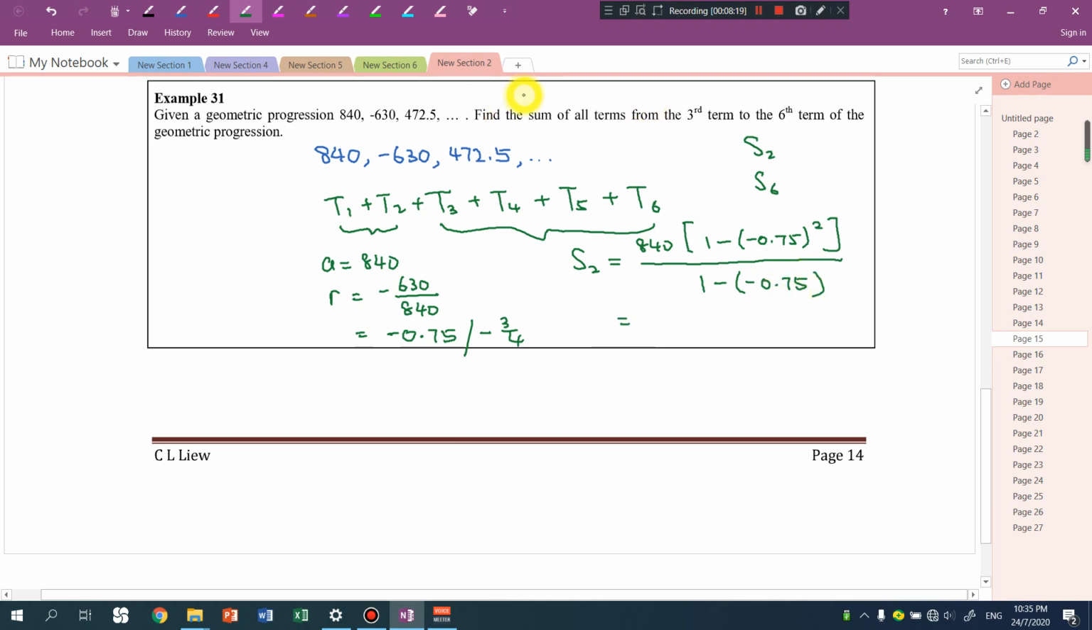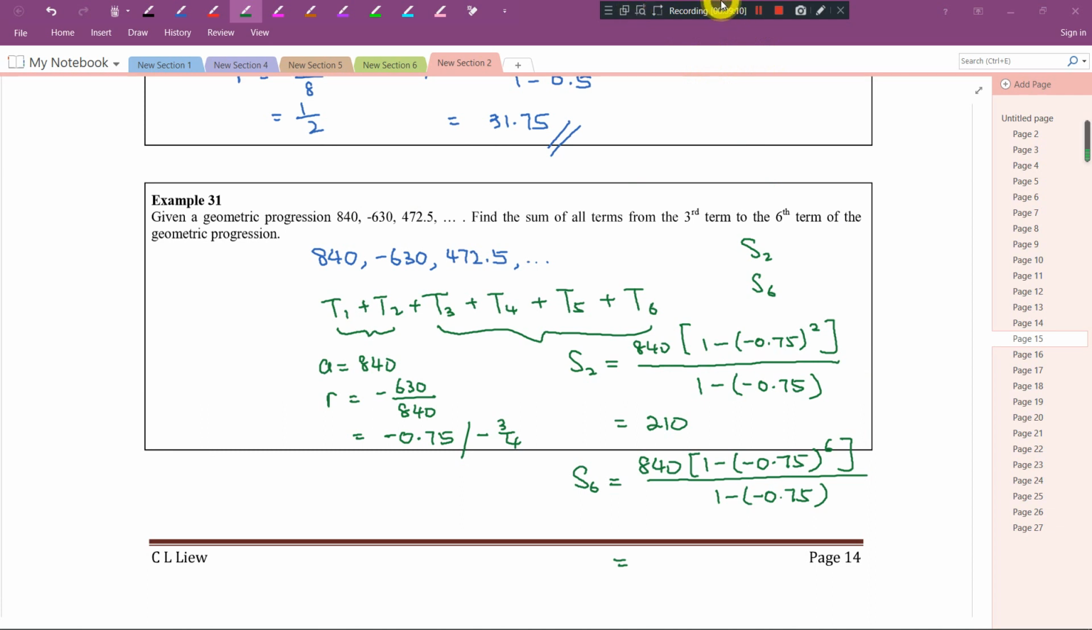Okay, so just press our calculator. You will be able to get 210. Okay, now let's go to S6. Using exactly the same formula, we just change the value of n. So A times 1 minus negative 0.75 to the power of 6 over 1 minus negative 0.75. Okay, just press the calculator to get the correct answer.